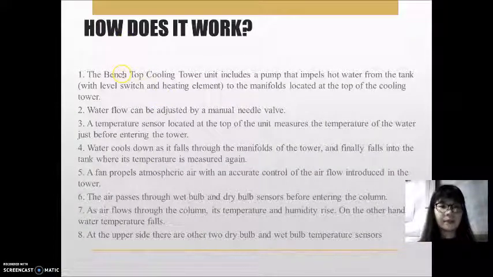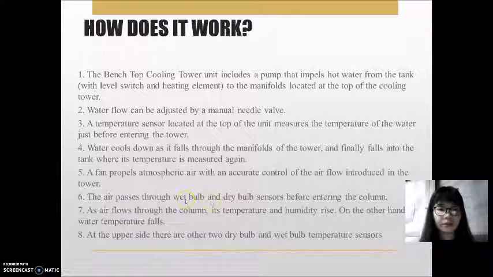How does the benchtop cooling tower work? The benchtop cooling tower unit includes a pump that impels hot water from the tank to the manifolds located at the top of the cooling tower. The water flow can be adjusted by the manual valve. A temperature sensor located at the top of the unit measures the temperature of the water, and the water cools down as it falls through the manifolds of the tower, and finally falls into the tank, where its temperature is measured again. A fan propels atmospheric air with an accurate control of airflow.